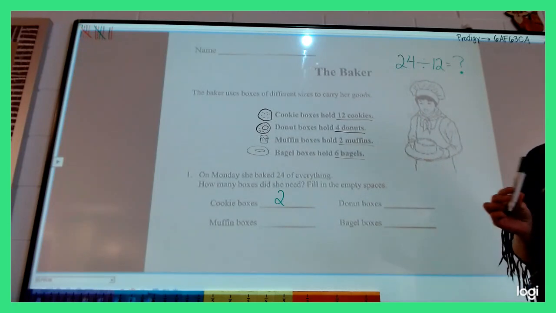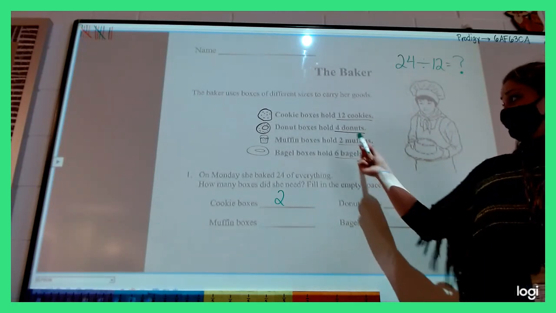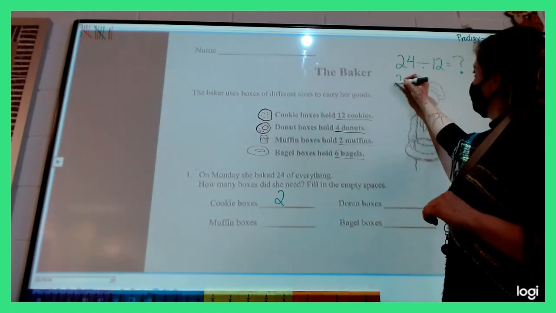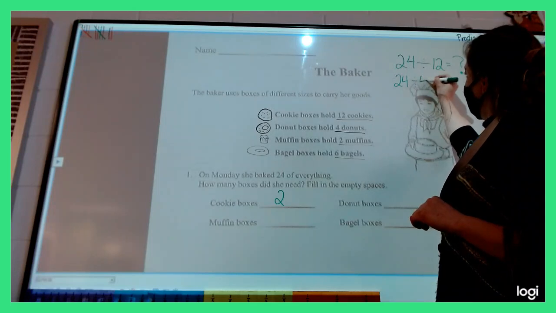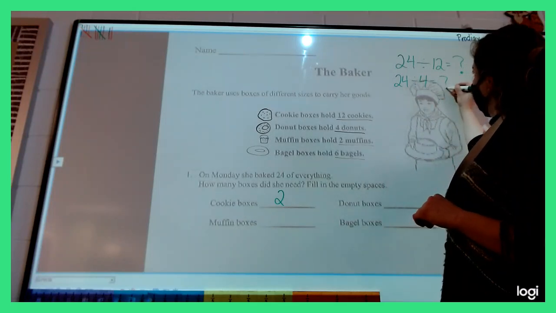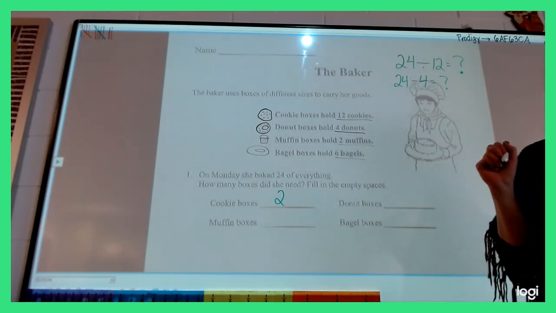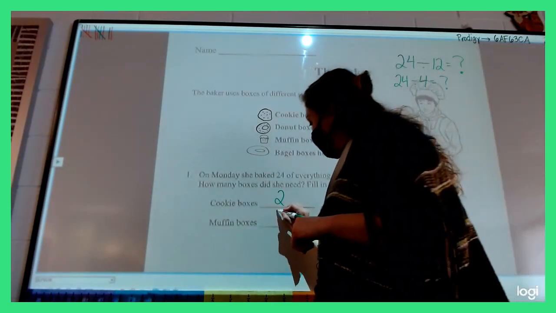All right, now donuts. Donut boxes only hold 4. And she still made 24 donuts. So 24 donuts divided into groups of 4 would be what? Madeline? 6. So for donuts, she needs 6 boxes.